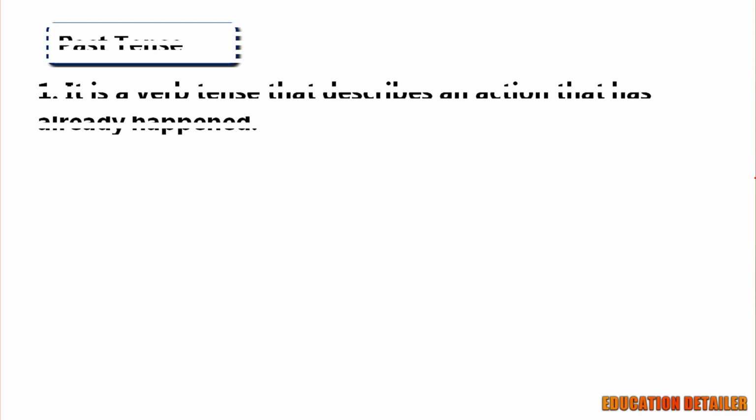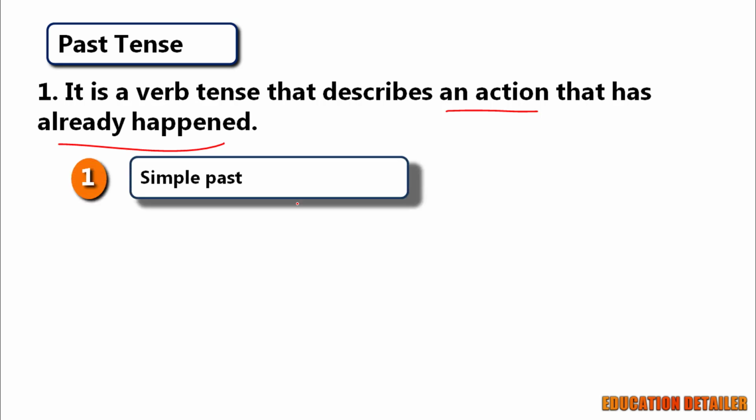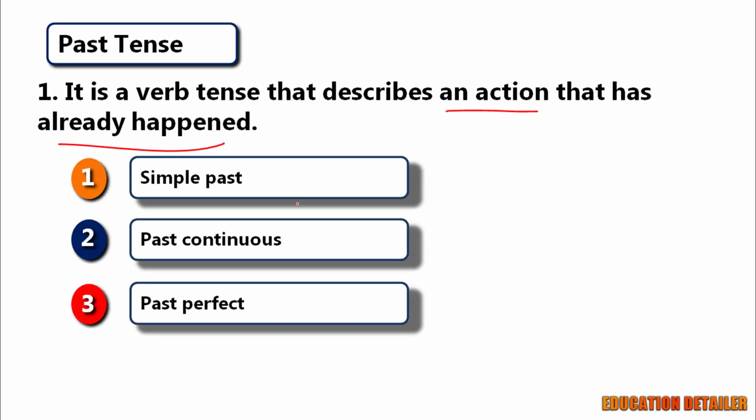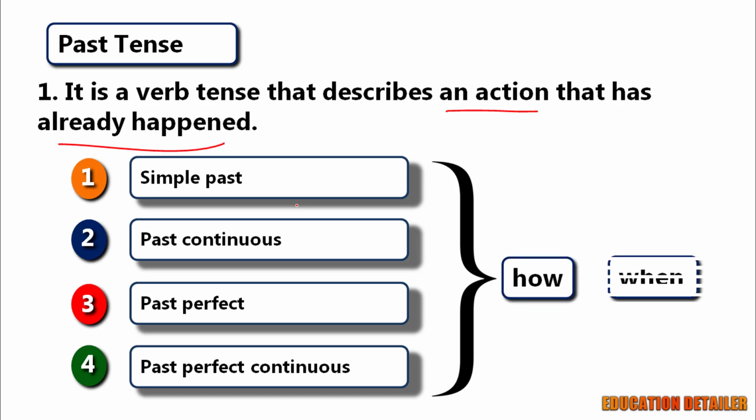Now coming back to today's topic, it is a verb tense that describes an action that has already happened. As like present tense, past tense is also categorized into four types: simple past, past continuous, past perfect, and past perfect continuous. Remember, these tenses help us to give accurate information about how and when events happened in the past.